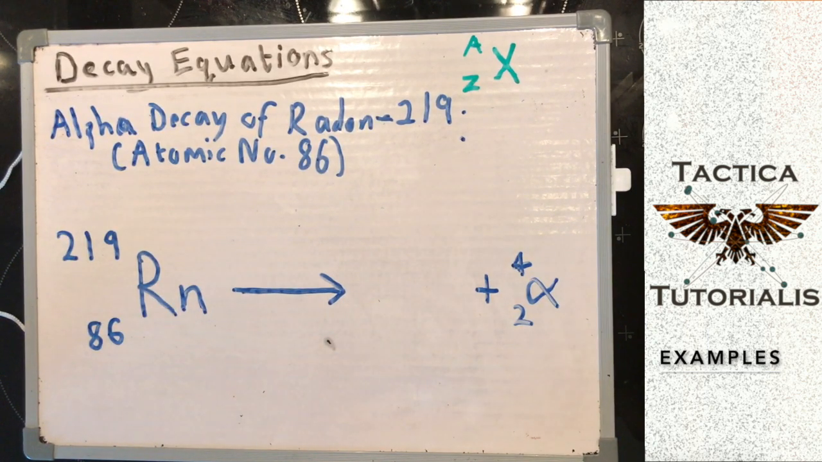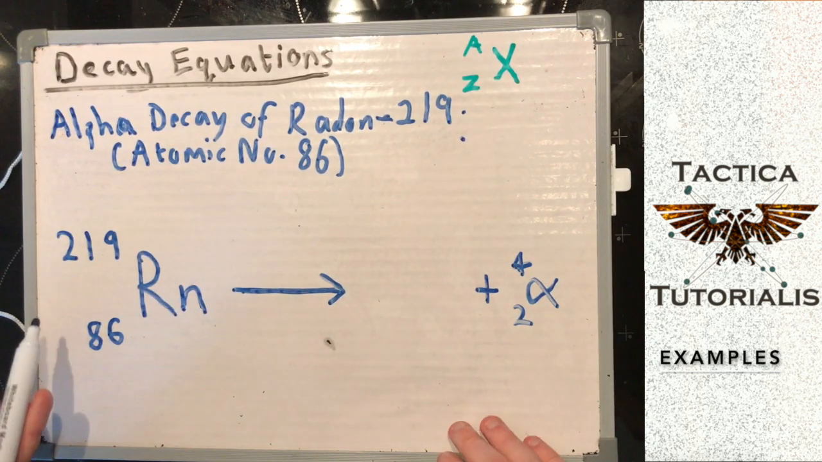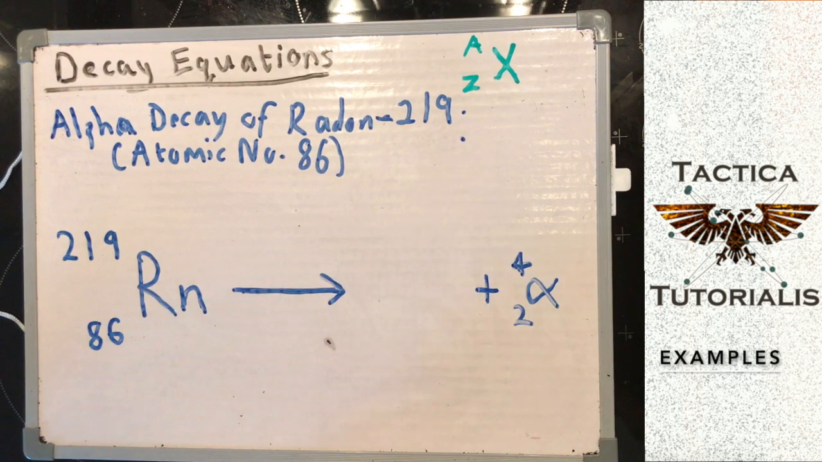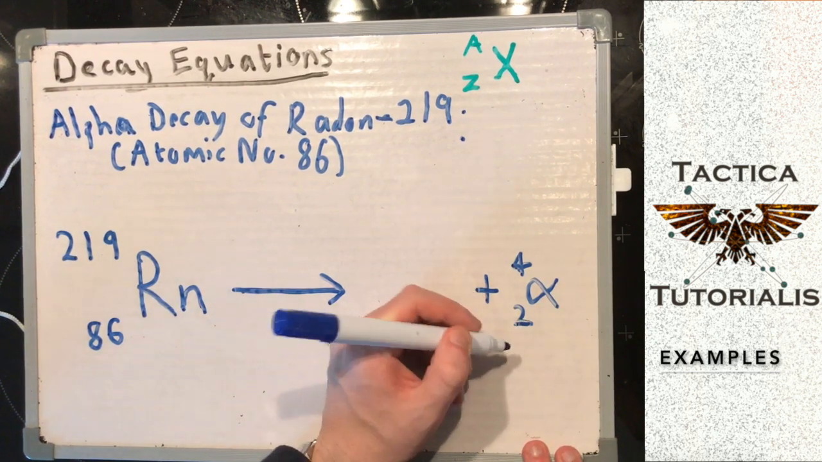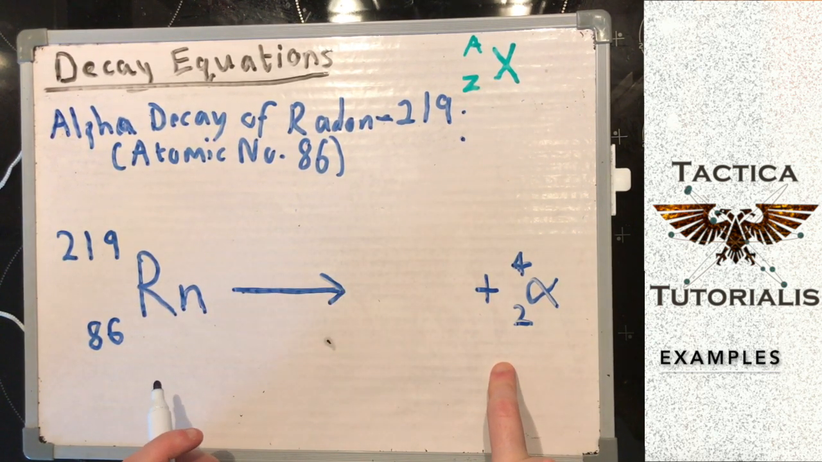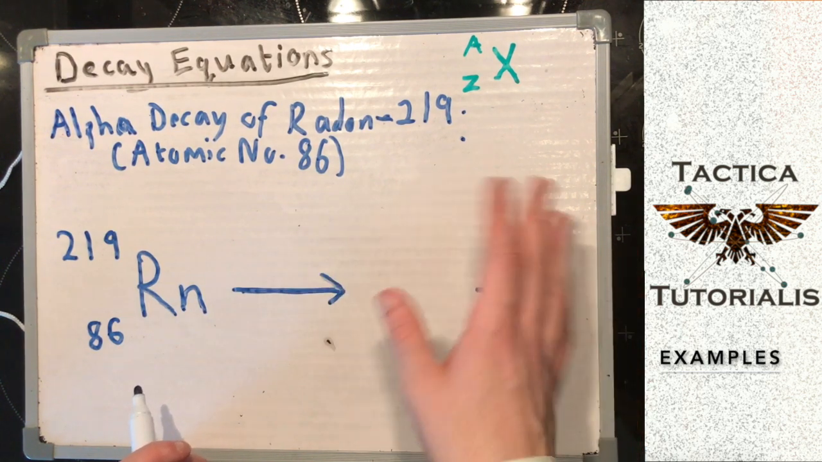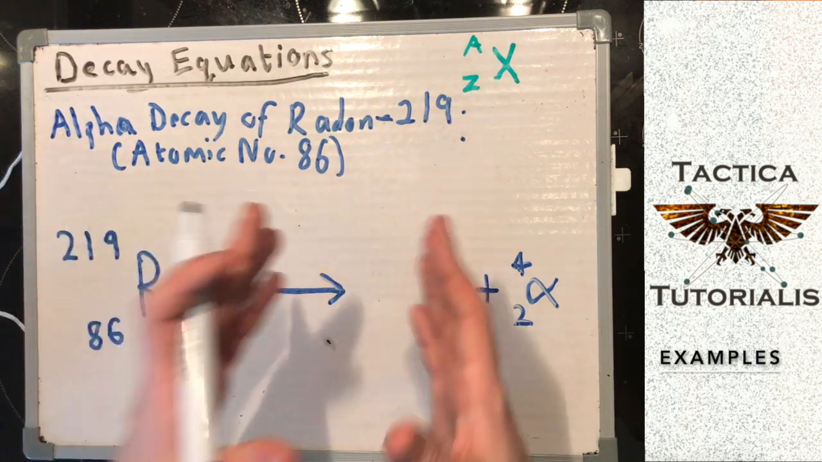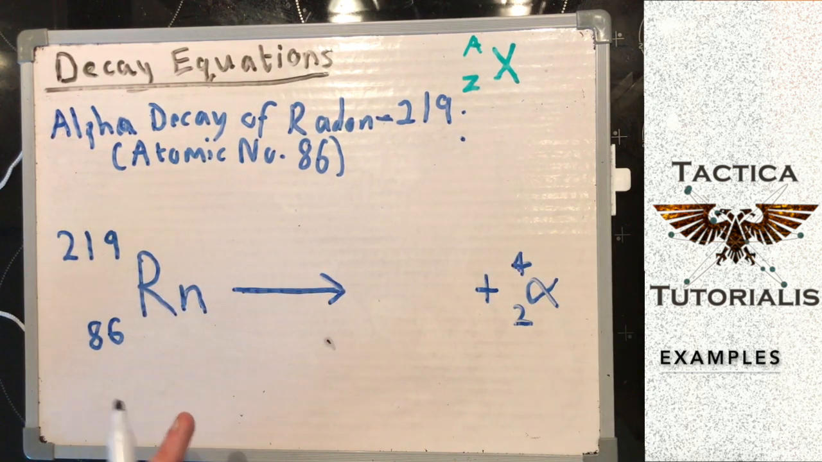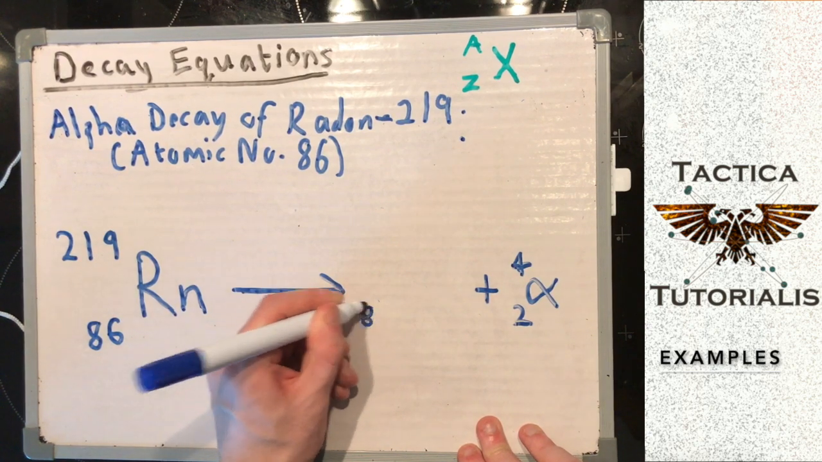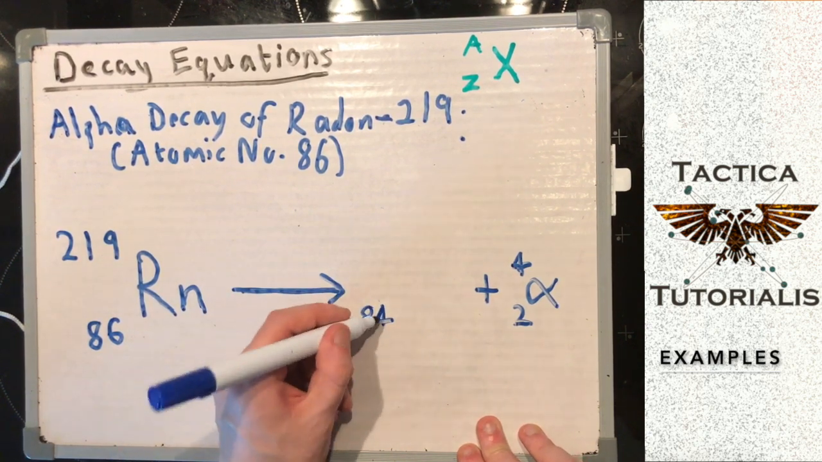And I do that by doing some very simple subtraction. My initial atomic number was 86, so I had 86 protons when I got started. My alpha particle has carried off 2 protons. So it is taking away 2 protons and 2 neutrons from this nucleus to leave behind the new nucleus. So the new nucleus must have an atomic number of 84.